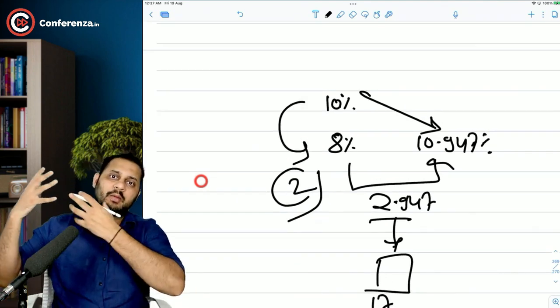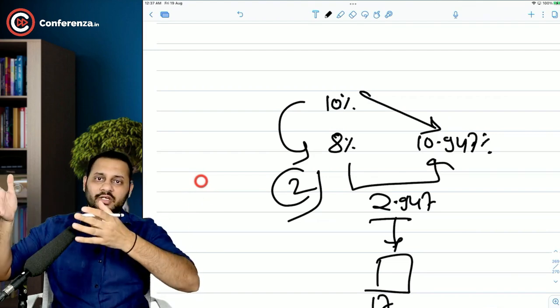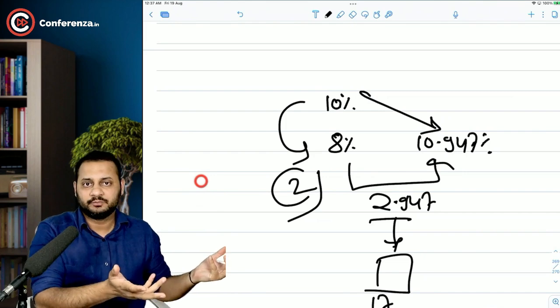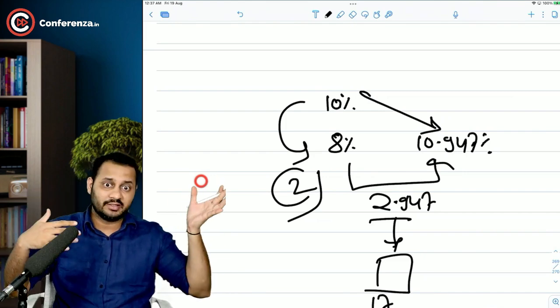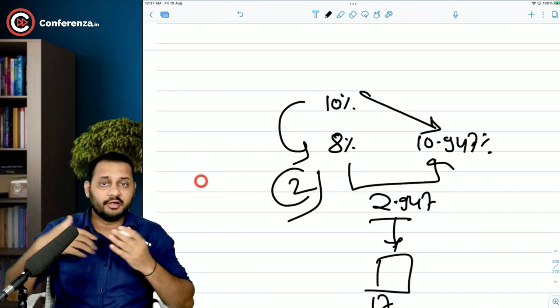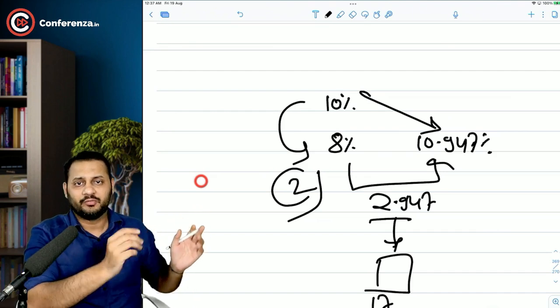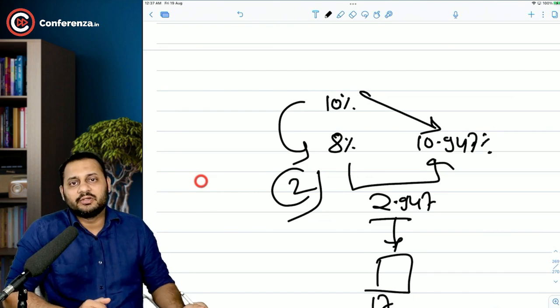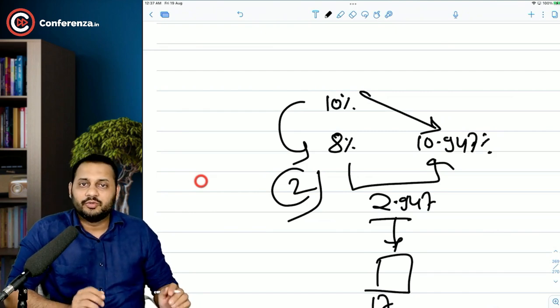So basically you are swapping the bank. Right now the loan is with this bank for 5 years. Then the loan will be with this bank for 7 years. And then this bank is saying that you are paying 10% there, you will pay only 8% here. That's the processing charges. Please pay us. That will cost you 10.947%. That's what you need to consider.